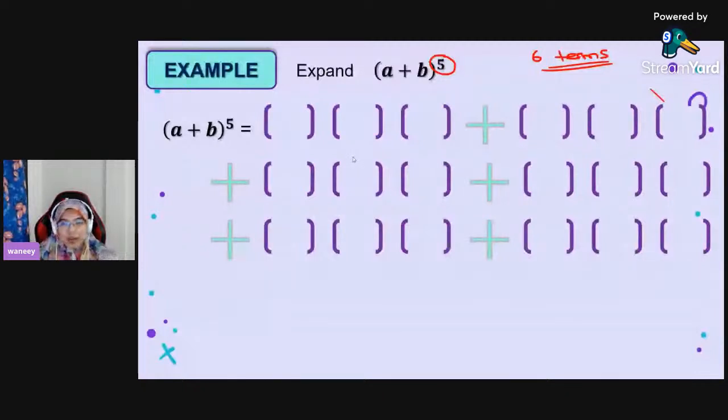Once you are done with the brackets, let me know. Just prepare some brackets first. We have 6 terms, and for each term, make sure to have 3 different brackets.